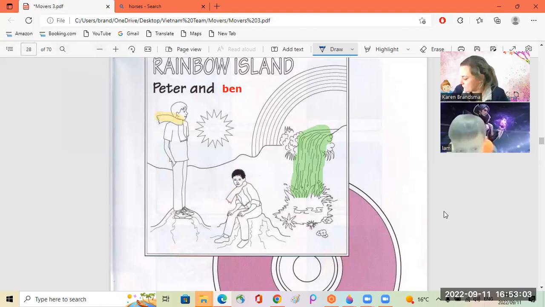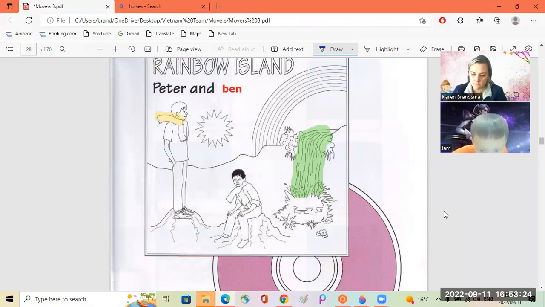Four. What can I do now? Find the boy with curly hair. Yes, I can see him. He's sitting on a rock. That's right. Well, colour that rock blue. Okay. Okay, good.